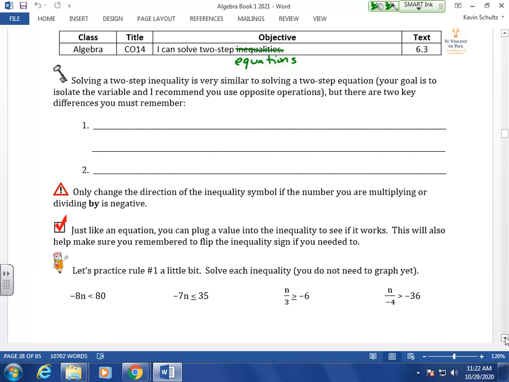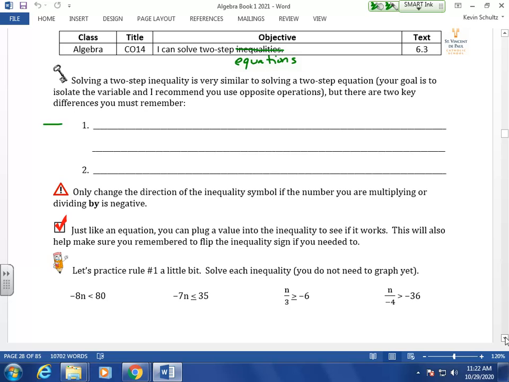Okay? Does anyone remember from last year, perhaps, what you need to be thinking about when solving inequalities versus just regular old equations? Alex. Yeah, that whole flipping the sign deal, right?